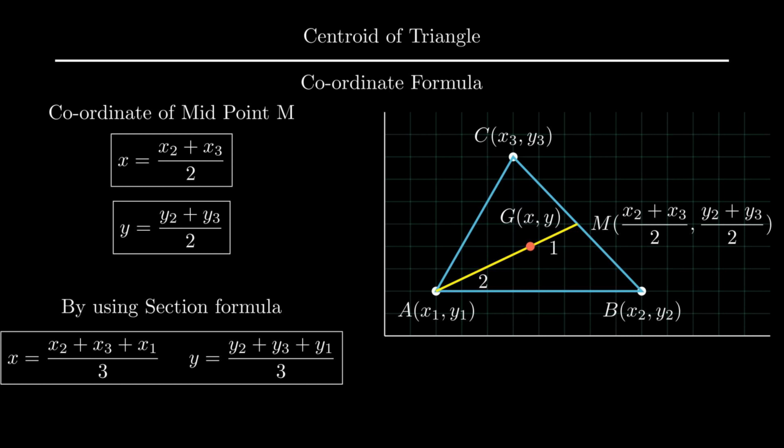As addition is commutative, therefore the coordinate of centroid can be written as x equals x1 plus x2 plus x3 upon 3 and y equals y1 plus y2 plus y3 upon 3.